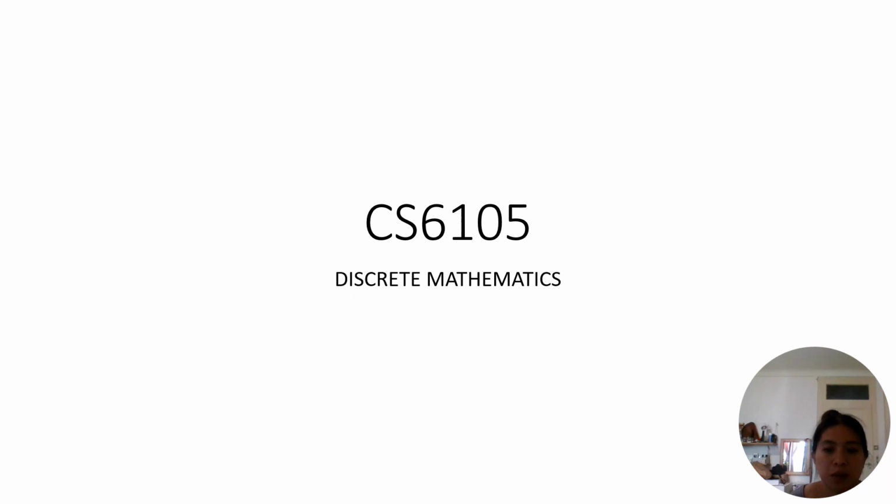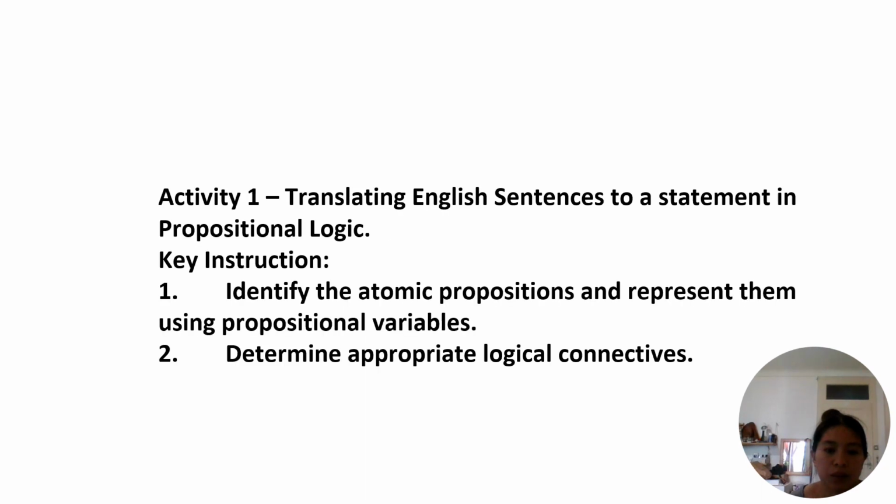Hi, this is Vivian Labbot and this is CS6105, Discrete Mathematics, and I'm going to try to solve the course project number 1. So let's start with activity 1. Activity 1 is translating English sentences to a statement in propositional logic.